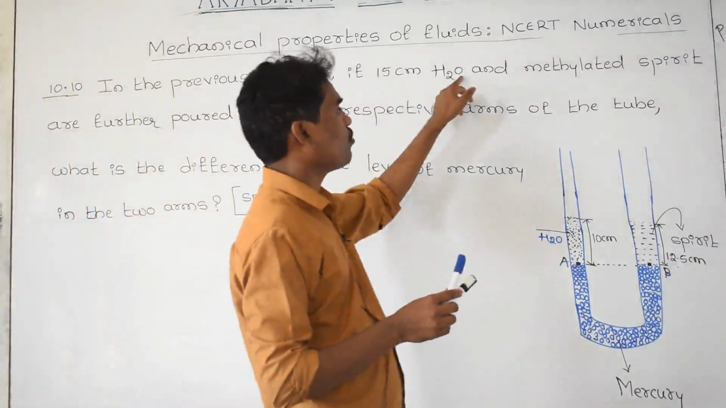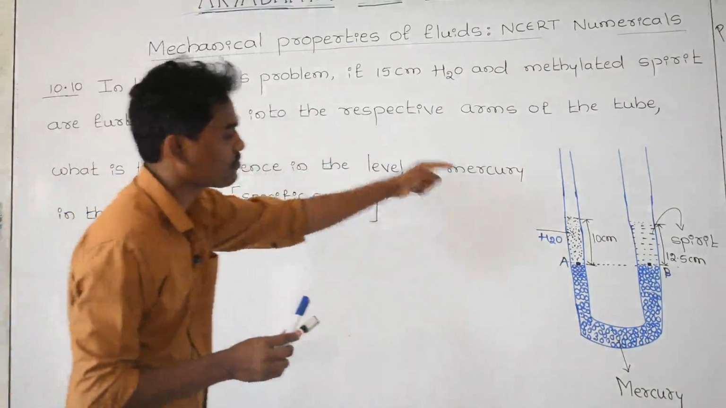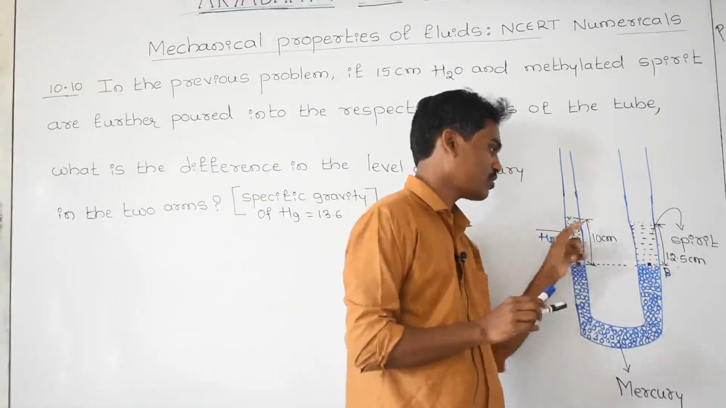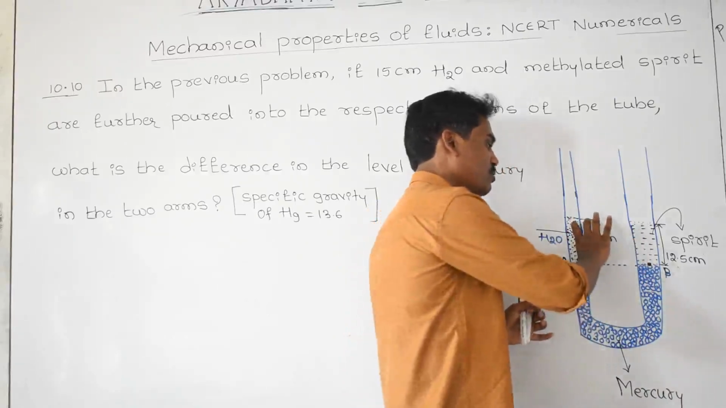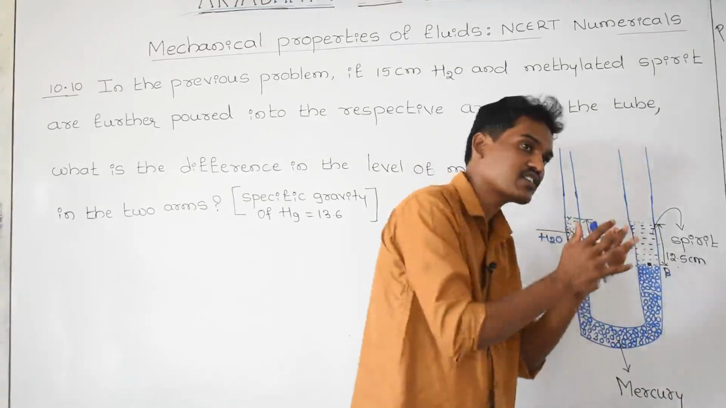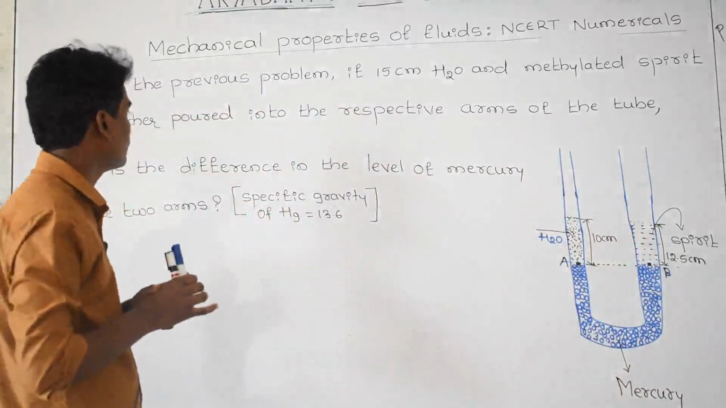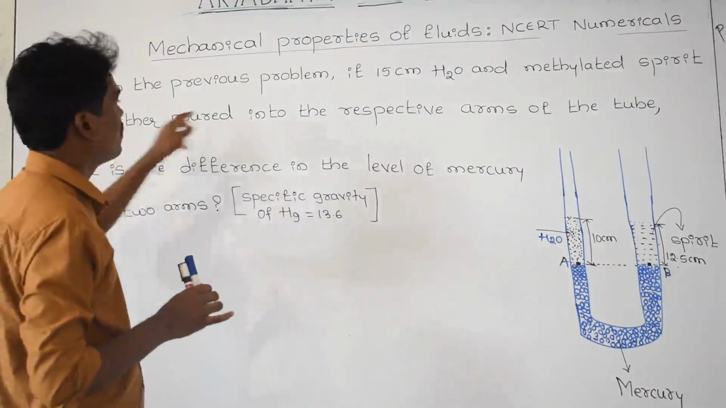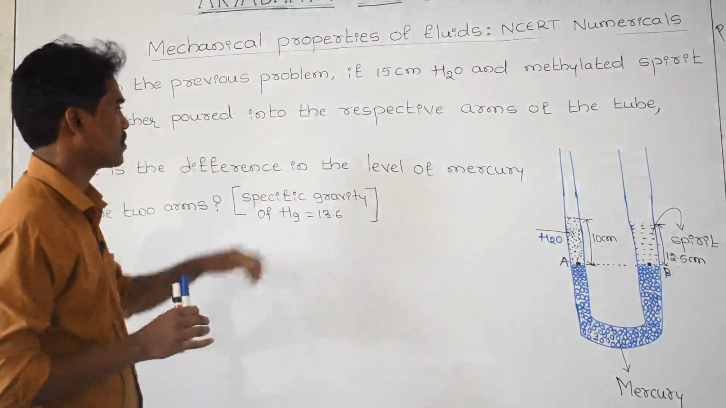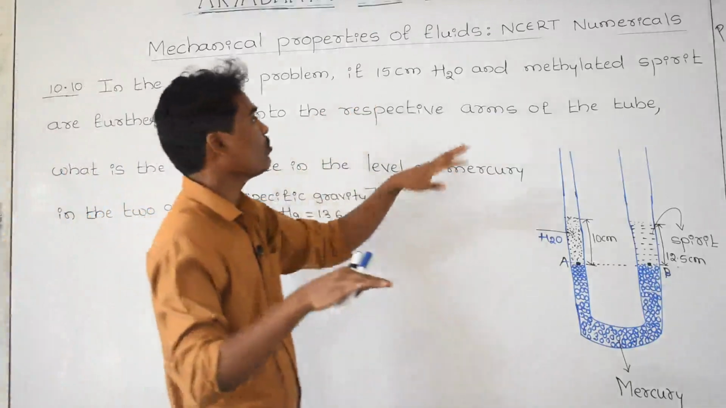If 15 centimeter of water and methylated spirit is further poured into the respective arms, you know very well already, this is mercury, this is water, and this is spirit. The length of the water column is 10 centimeter and the spirit column is 12.5 centimeter, and both the liquids are separated by mercury. In this problem, water and methylated spirit are further poured into the respective arms of the tube. That is what you need to do here.